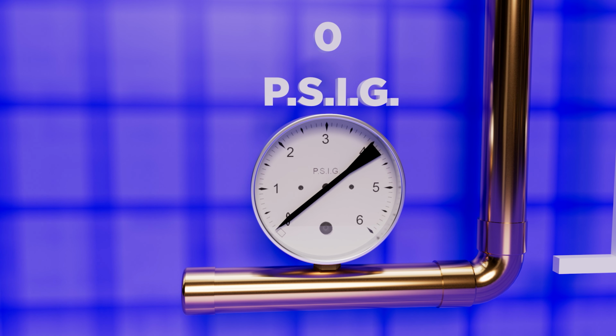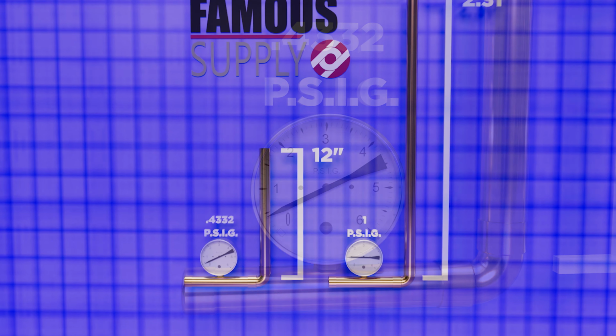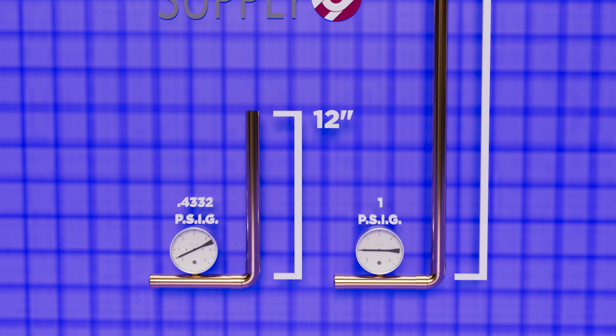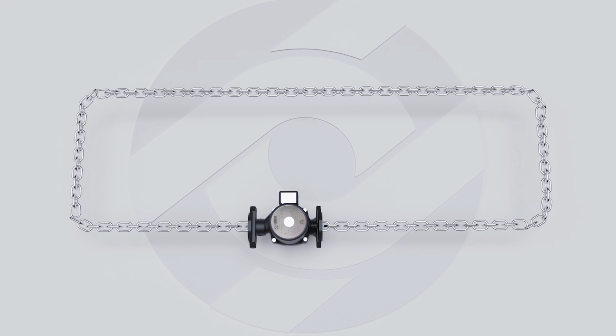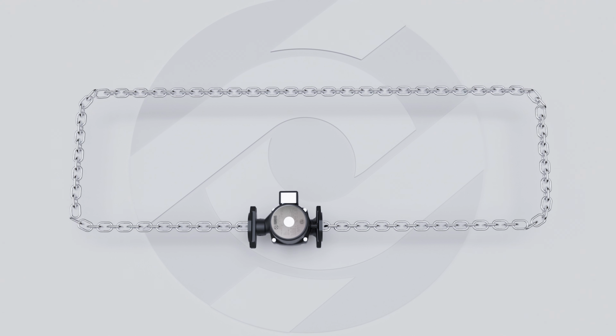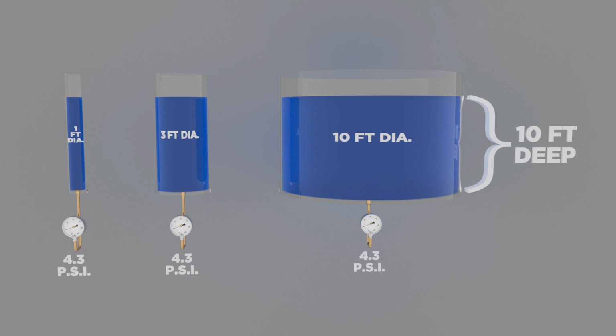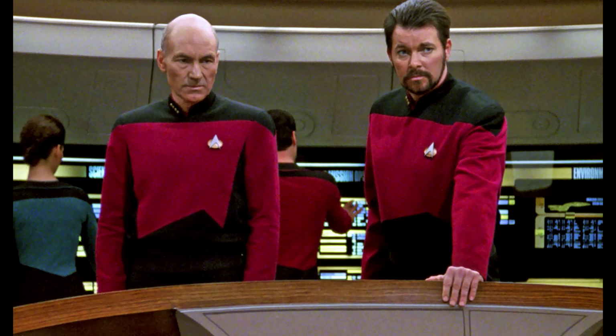The pipe, which is 12 inches tall, will generate a pressure on the gauge of 0.4332 psi. This means 1 foot of water weighs 0.4332 psi. This represents the amount of energy we lose for every vertical foot in our system. The size or shape of the pipe doesn't affect us here, since we're considering pounds per square inch and not total volume.